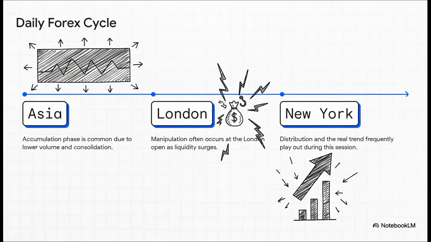And what's really fascinating is that in some markets, like Forex, this cycle often lines up with the daily trading sessions. The Asian session is usually low volume, right? Perfect for accumulation. Then the London Open brings this huge surge of liquidity, perfect for a manipulation move. And then the New York session is often when you see that real directional trend, the distribution, play out. It's like a time-based map of the cycle.